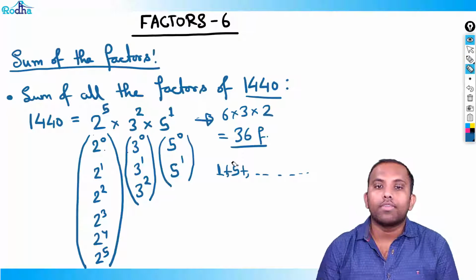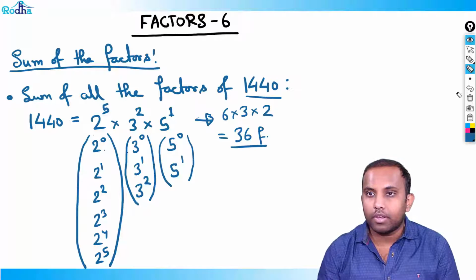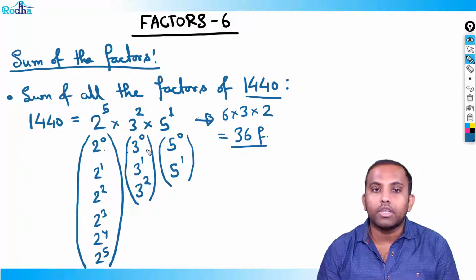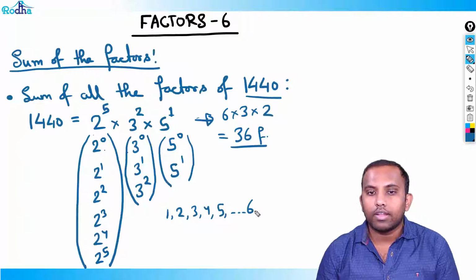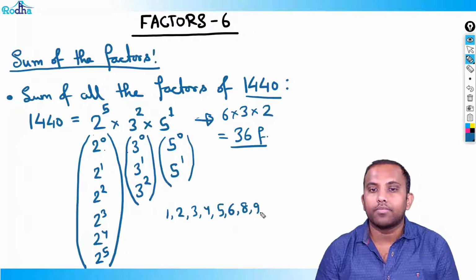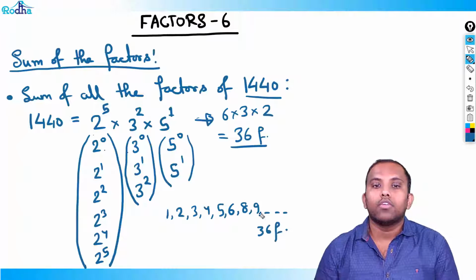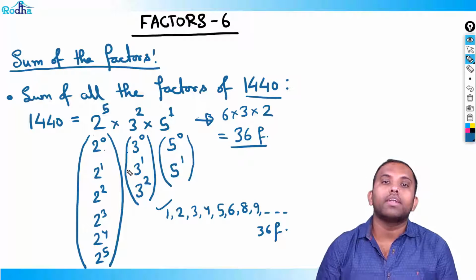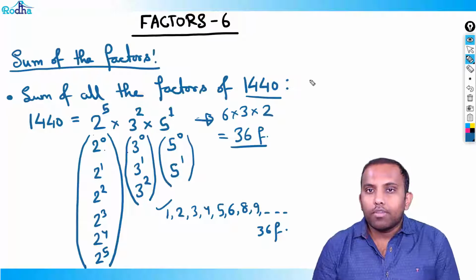We'll use a small concept here to directly sum these factors up. See, these terms are inside the brackets, and after multiplication, I'm getting all those factors, like 1, 2, 3, 4, 5, 6. There are 36 factors like this. This is what I get after multiplying and picking one term from each bracket. Now, see a small concept here.